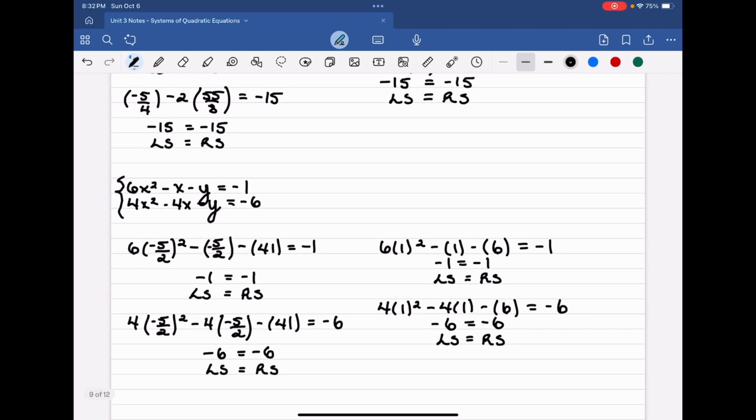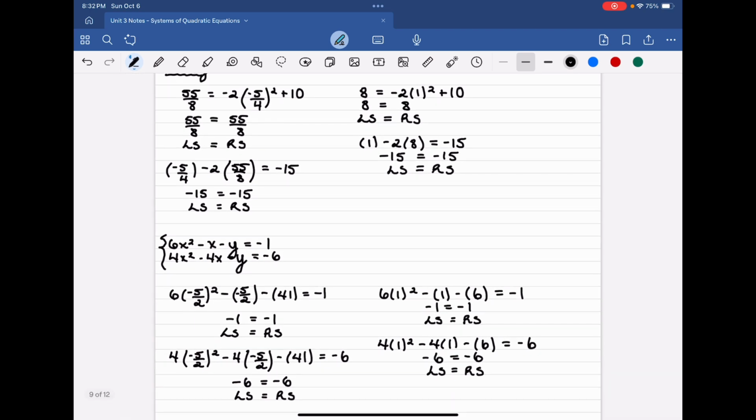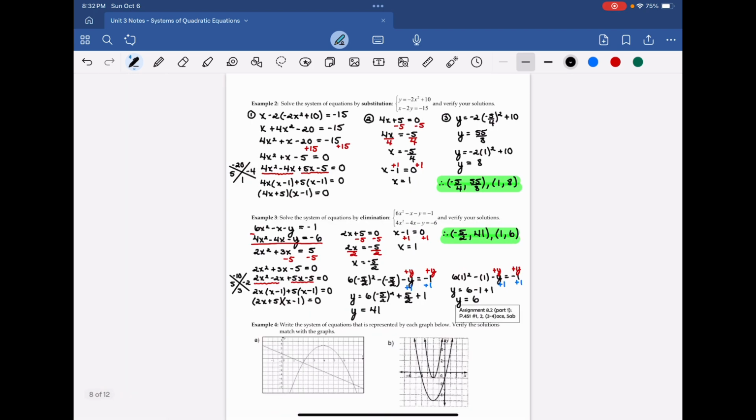Awesome. So it's really important that when we're verifying these things, we're plugging them all into the original equations, and we're making sure that we're showing that both of the original equations are satisfied for both points.